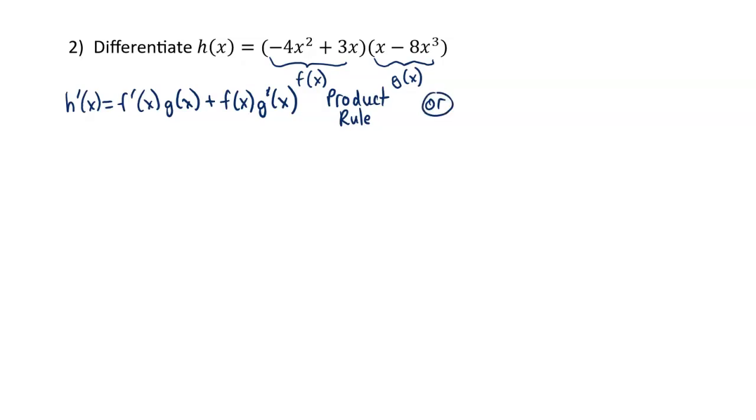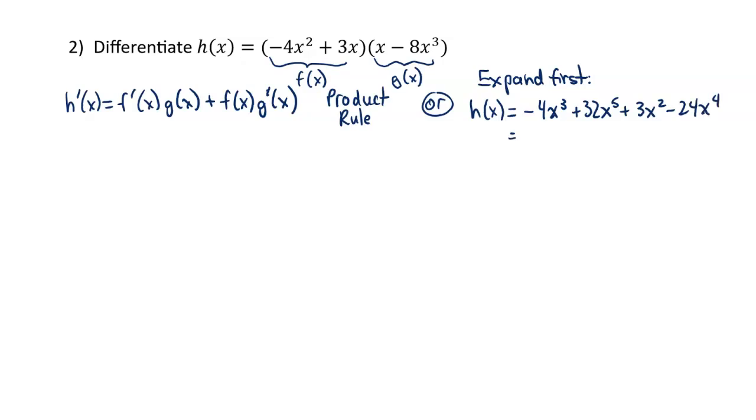But the other way we could do this is we could expand this whole thing out. And if we expanded everything out, I wouldn't have any more brackets, and I wouldn't have to apply the product rule at all. But it is worth noting that the product rule does need to be used in certain circumstances, but it doesn't have to be here. So if we go to expand this out, we take the first terms in the brackets and multiply them together. We get negative 4x cubed. Then we multiply the first and last terms, and we get 32x to the fifth. Inside terms, 3x times x gives me 3x squared. And the last two terms, 3x times negative 8x cubed, gives me negative 24x to the fourth.